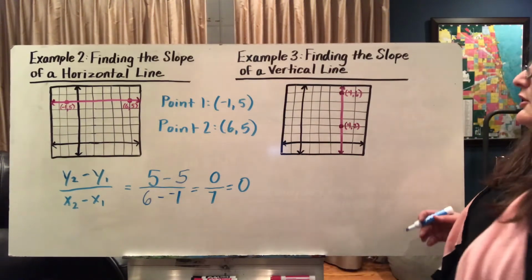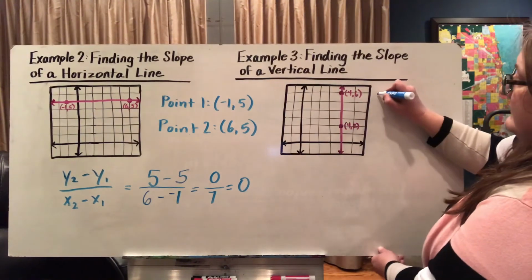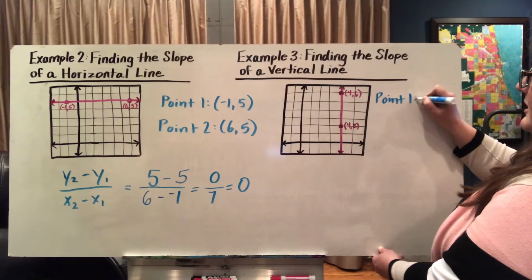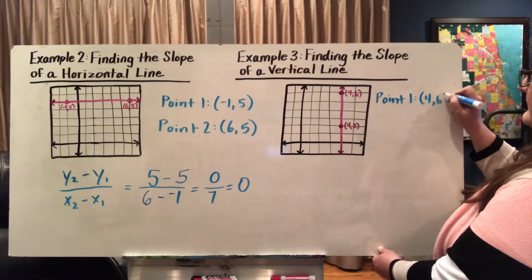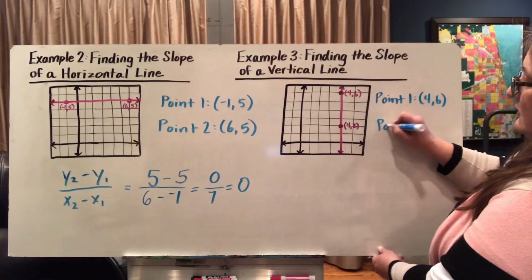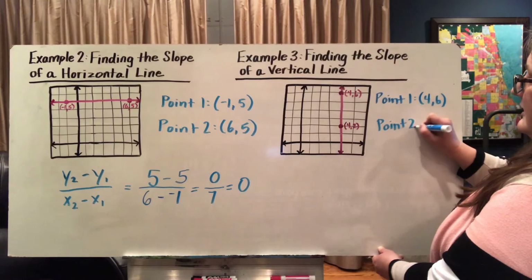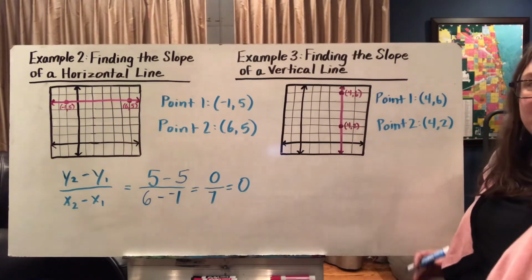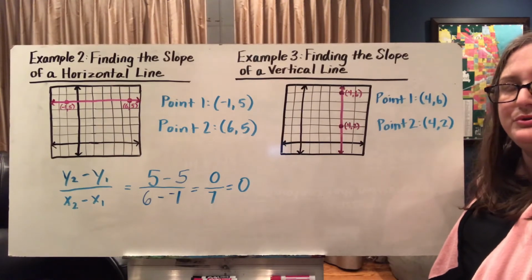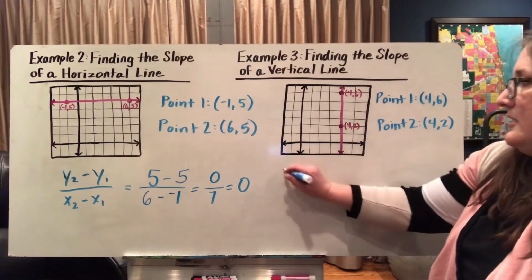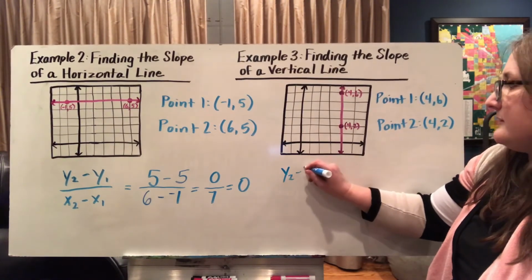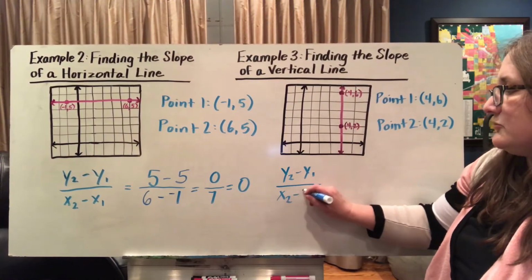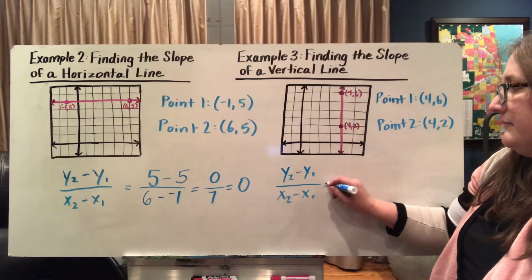So let's find the slope of a vertical line. So once again, I'm going to use that same formula. So I'm just going to pick point 1, I'm going to say is 4, 6, and point 2 is 4, 2. Now it really doesn't matter. It's totally random. You could switch them around. Doesn't matter who you decide is point 1 or point 2. But my formula stays the same. I'm subtracting the y's over the subtraction of my x's.